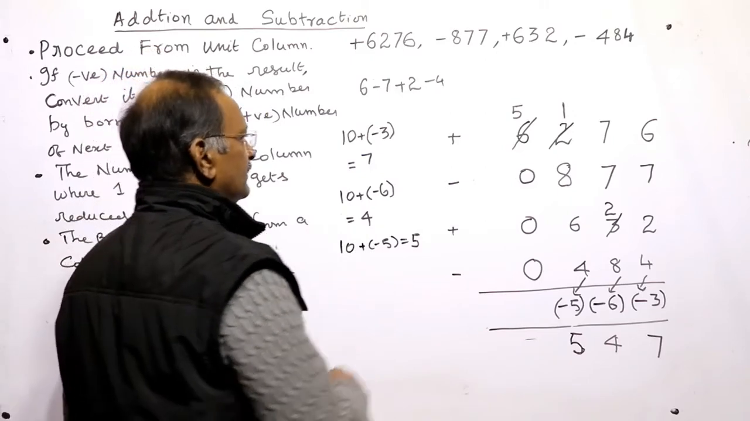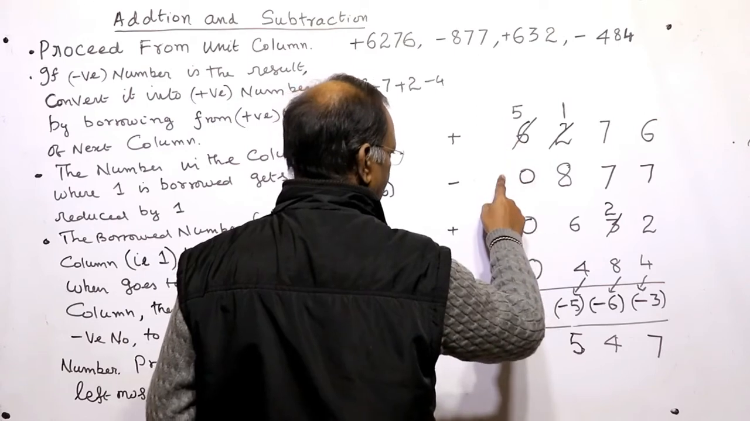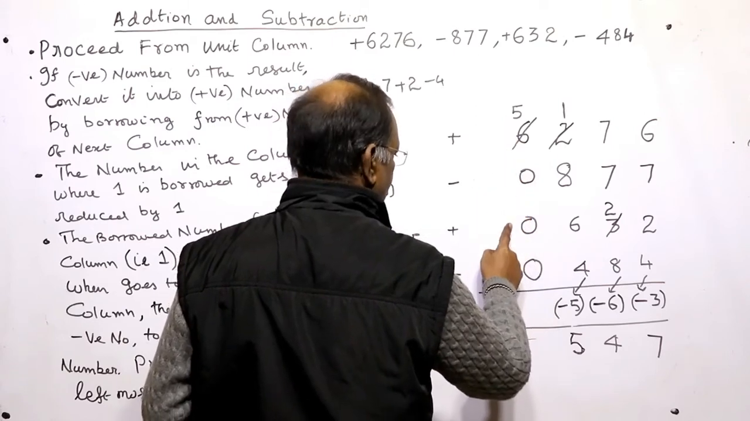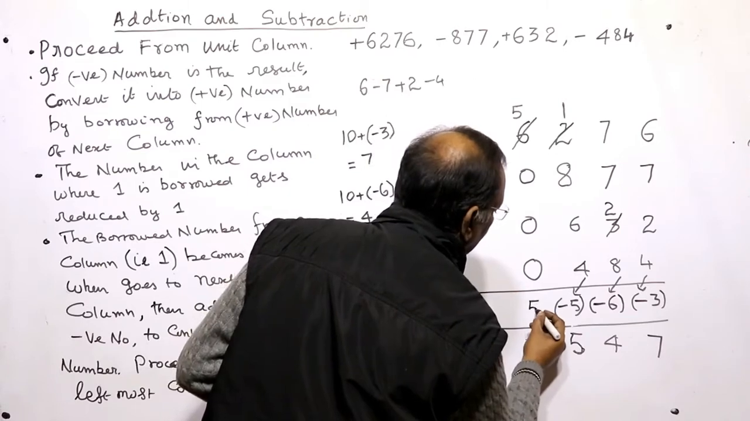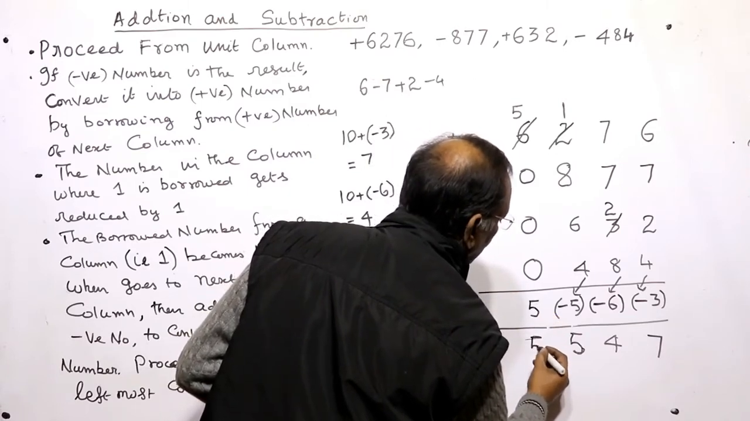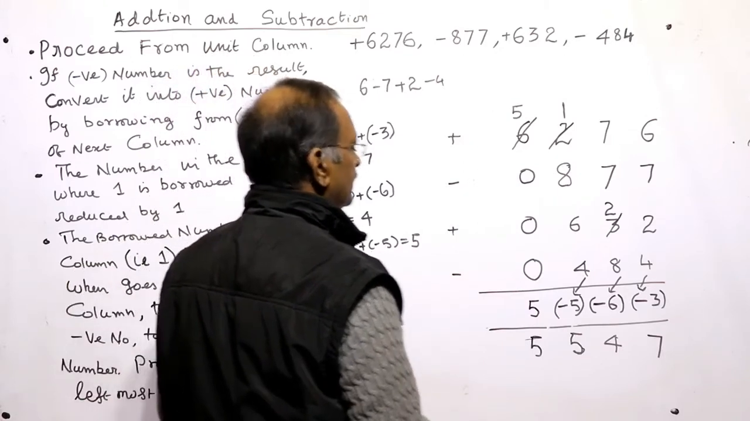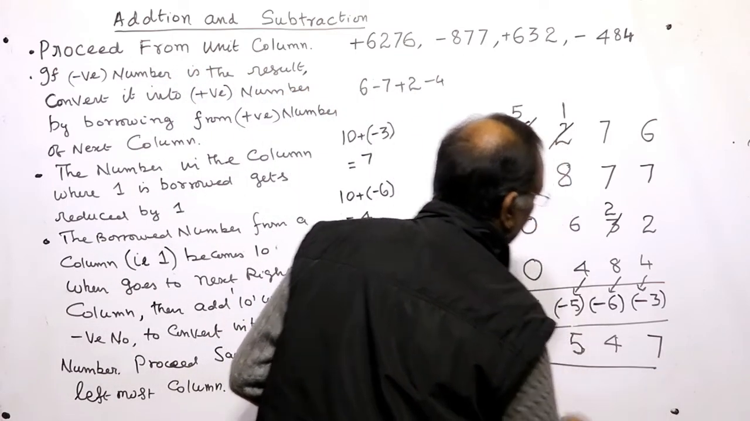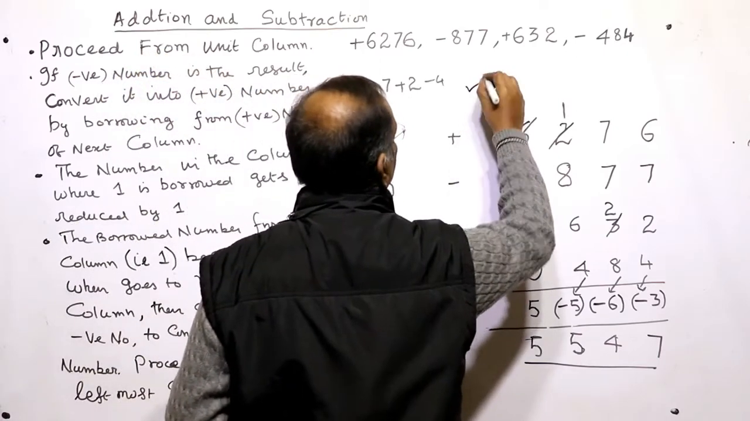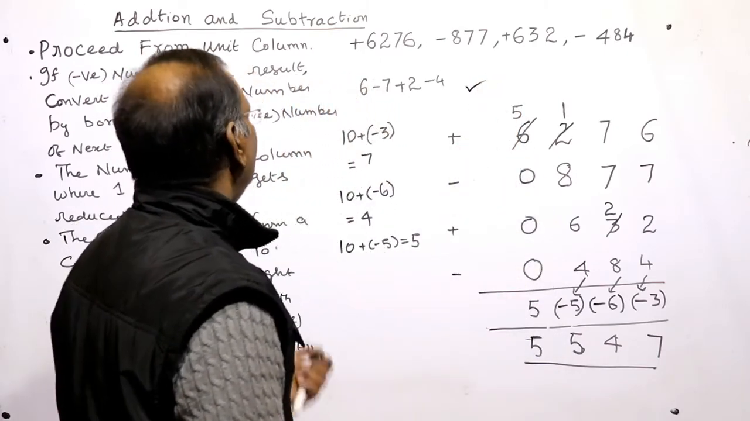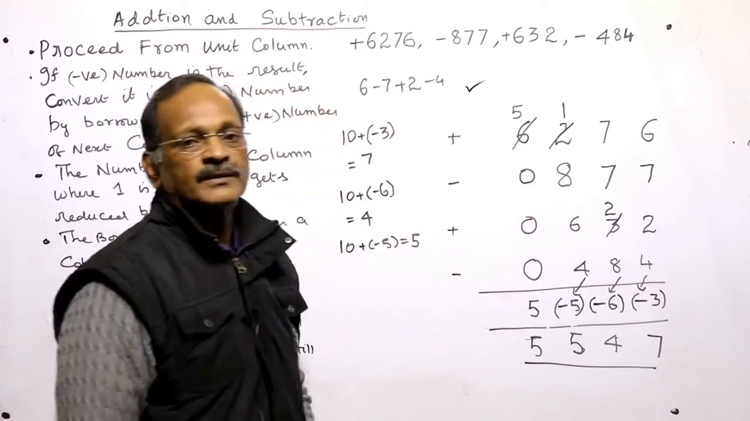Now again, 5 minus 0 is equal to 5. Since we are getting a positive number, we need not borrow from the next digit's place. So this is the result. 5547 is the result using the shortcut technique, that is the fast maths of addition and subtraction using the shortcut method.